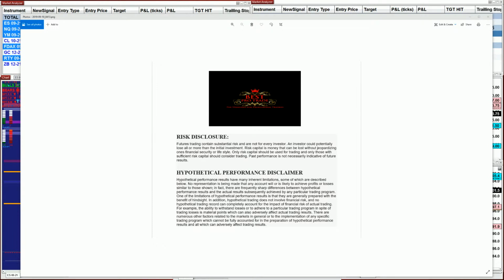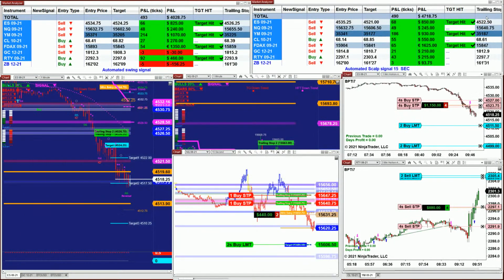Before we start, we have a disclosure. Please be aware of the risk in futures trading. You're very welcome to follow any of our automated signals as long as you are on a sim. We're not responsible for your trades. This is not a trading room. This is educational. We're not your financial advisor. Whatever you do in the market is at your own risk. We're not responsible for your trades.